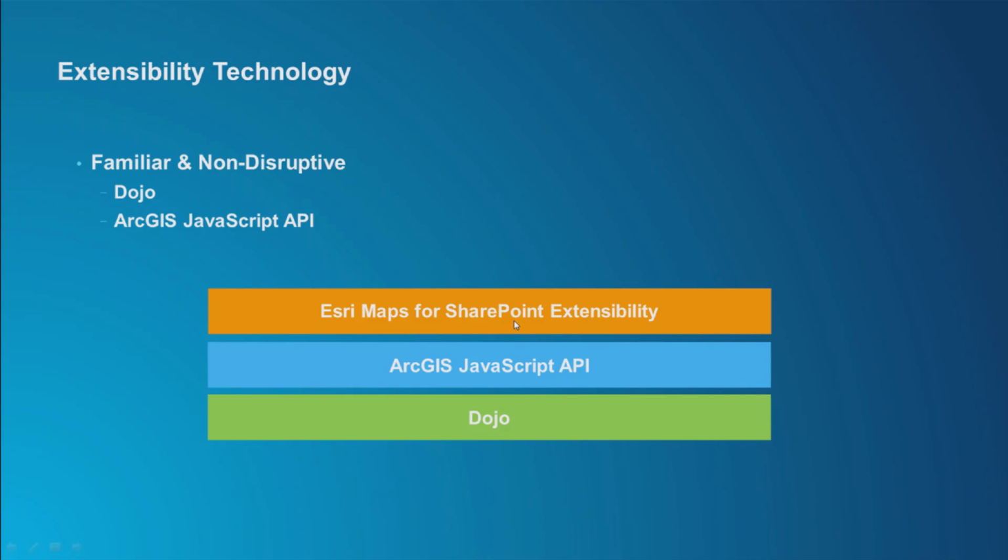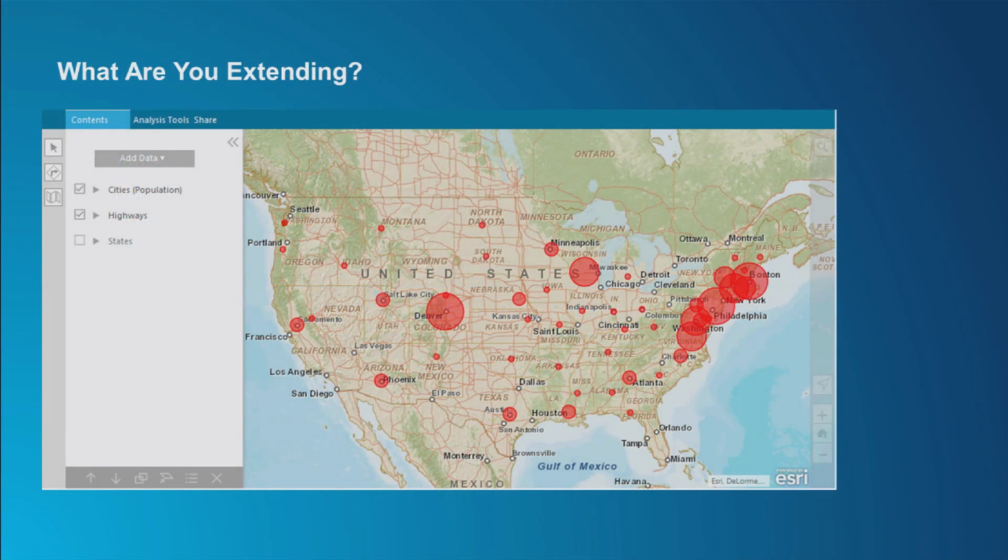Then we have our own SDK and classes for you to extend what we have provided in Esri Map for SharePoint. What are we extending? Well, this is the default look and feel of the map web part. And the way you extend Esri Map for SharePoint is by adding your own tools, behaviors, and symbol sets that you can use to interact with the layer.